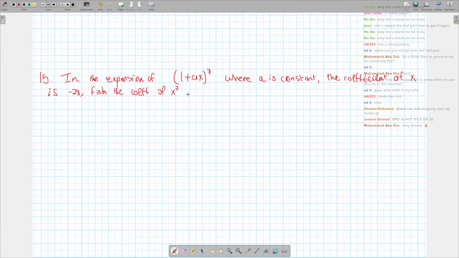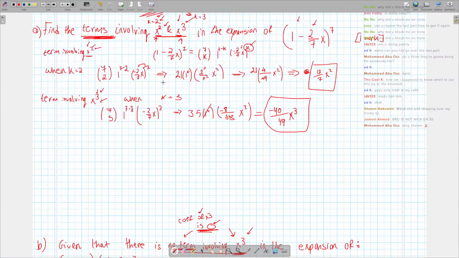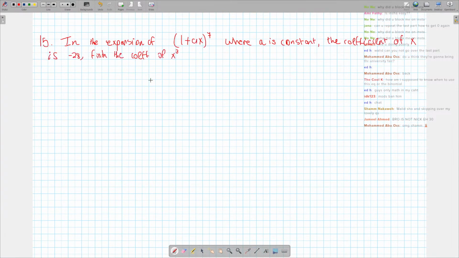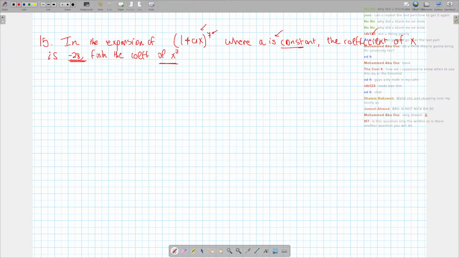Okay, part C, or question 2. Question 2: in the expansion of (1 + ax) to the power of 7, where a is a constant, the coefficient of x is negative 28. Find the coefficient of x cubed. So what did they give us? They gave us (1 + ax)^7, where a is a constant, and the coefficient of x is negative 28. So when I expand this, the coefficient of x should be equal to negative 28.